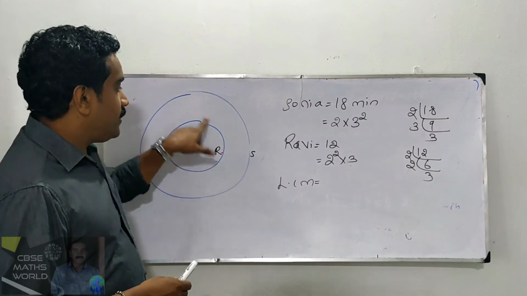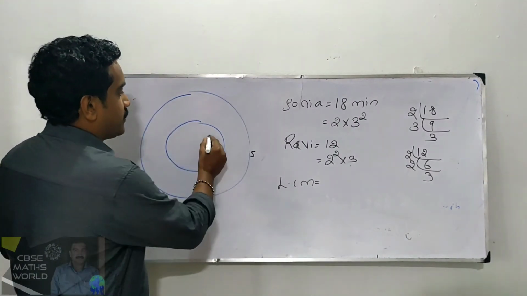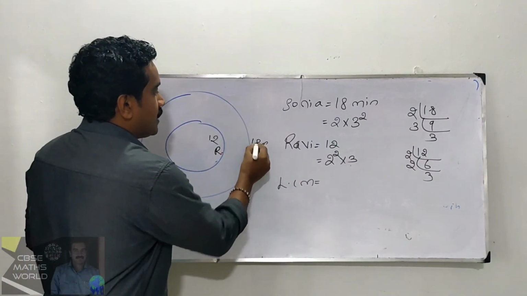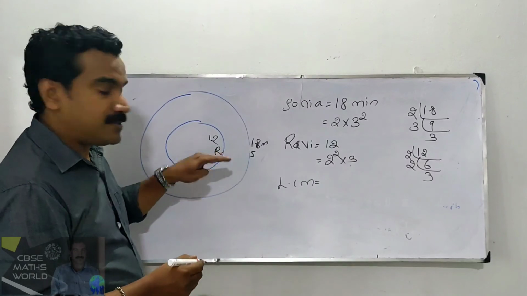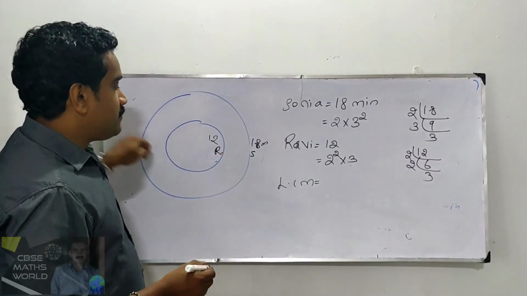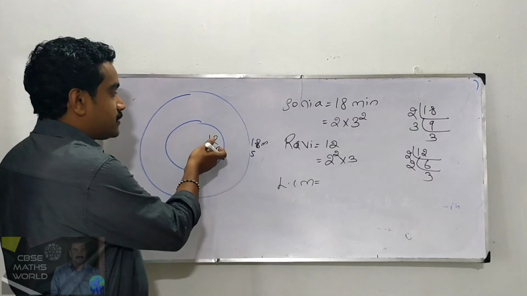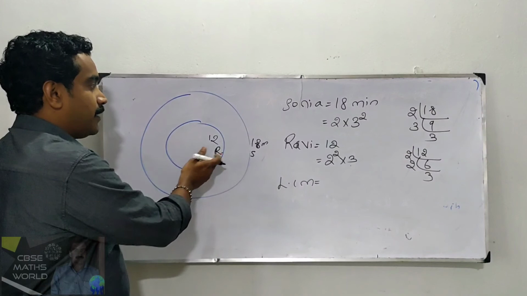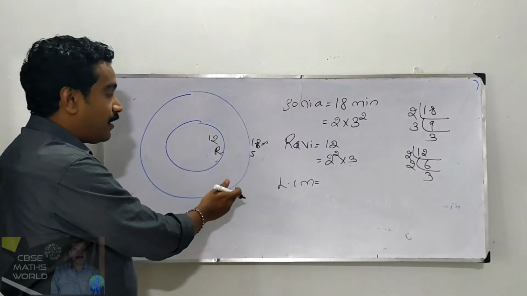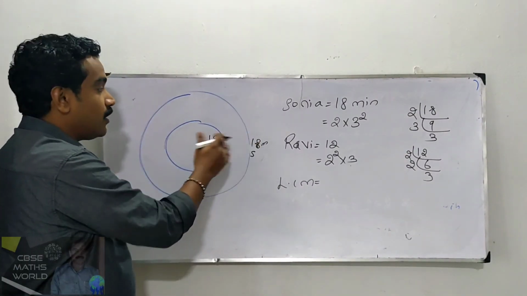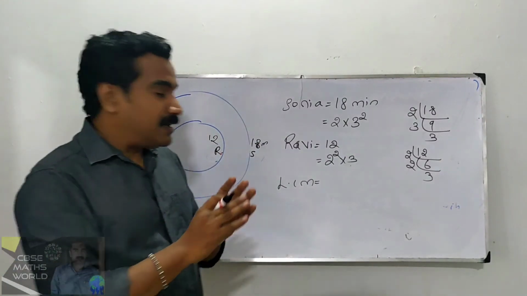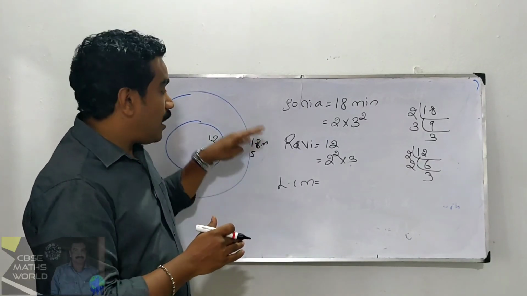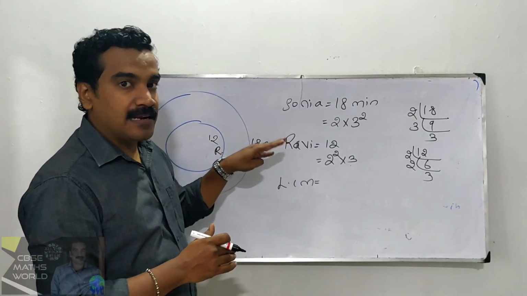Ravi completes this circle after 12 minutes, and Sonia completes this circle after 18 minutes. They are starting at the same time. After how many minutes will they meet again at the same point? Look at Ravi: 12 minutes, he will complete the circle. At that time Sonia will be somewhere here. After 18 minutes Sonia will reach here. So the answer is definitely greater than 18. After 18 minutes they will not be in the same position.